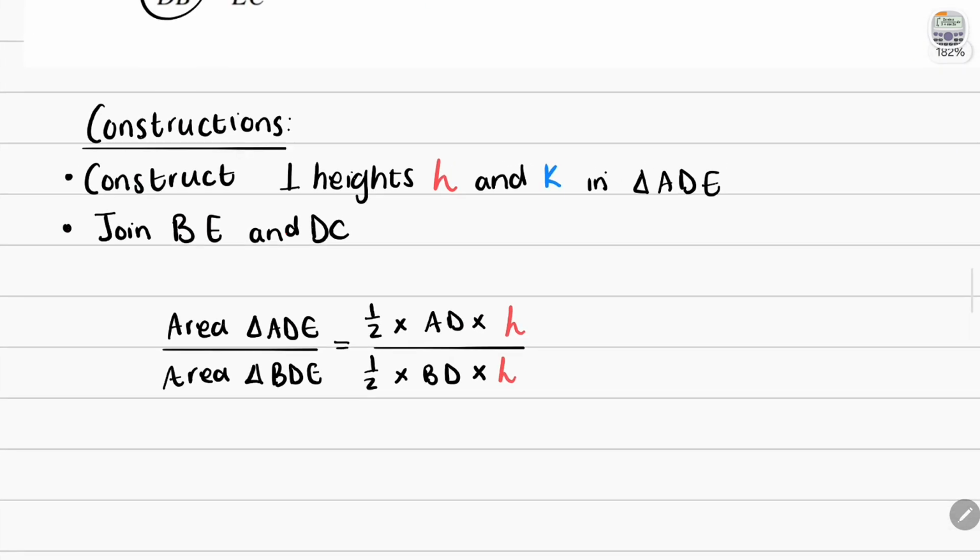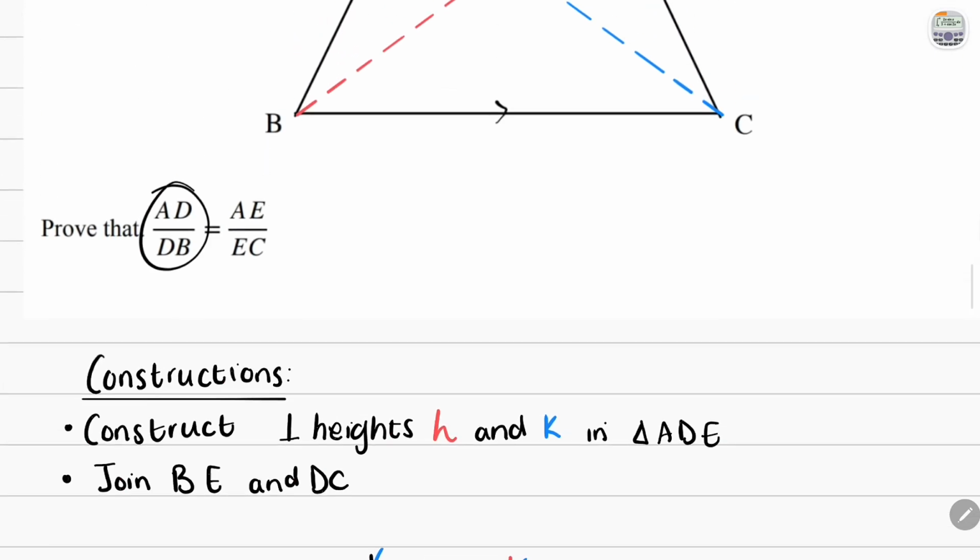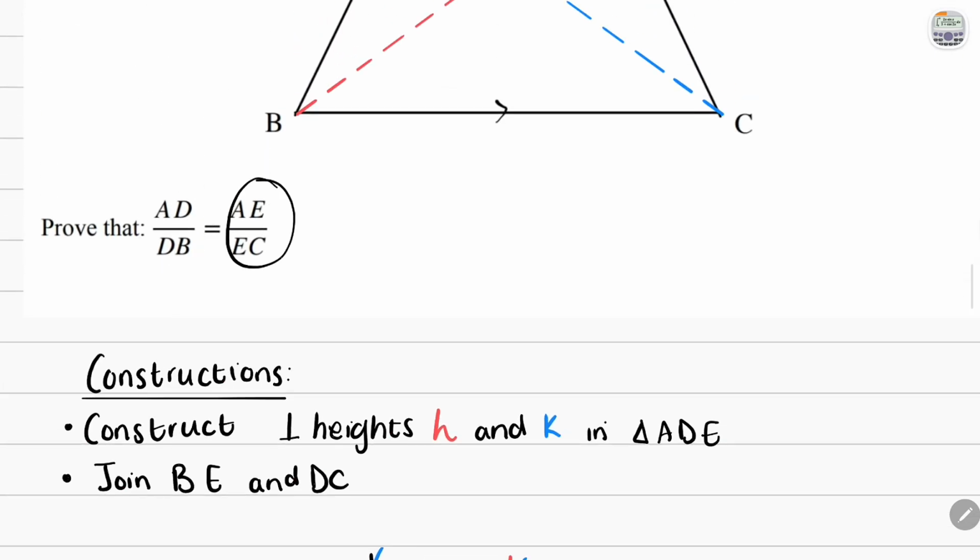So now when we simplify this, you see that a half and a half are exactly the same, so they simplify to 1. Then H and H also cancel. So this is simply equal to AD over BD. Okay, so we've got this side. Now let's take a look at the other side.